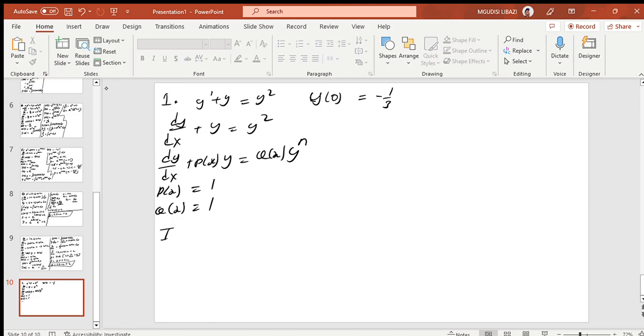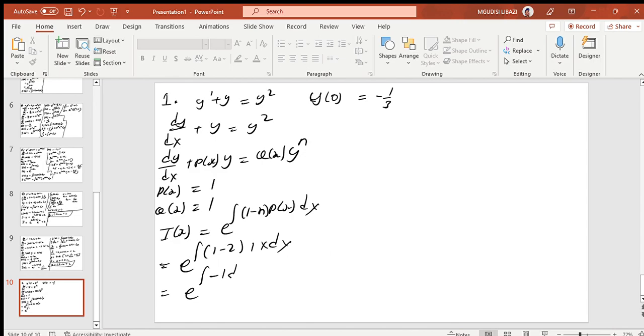So now our integrating factor here will be slightly different. It will be e raised to integral of 1 minus n multiplied by p of x multiplied by dx. So that's going to be e raised to integral of 1 minus 2 multiplied by 1 multiplied by dx, giving us e raised to integral of negative 1 dx. That should be e raised to negative x.